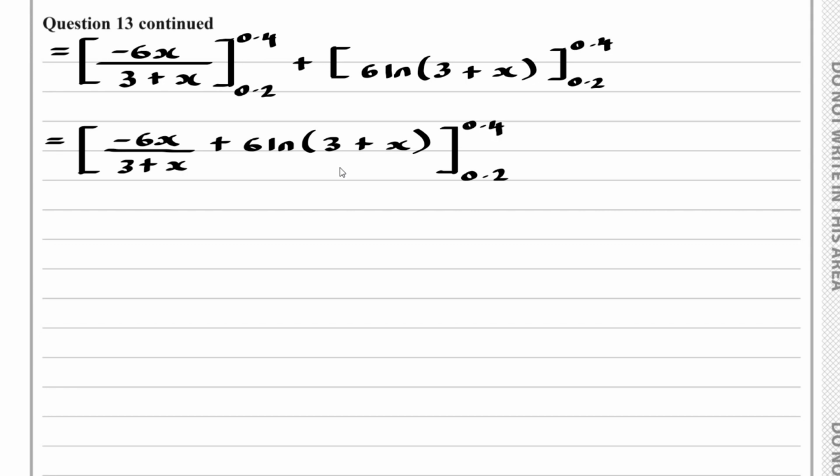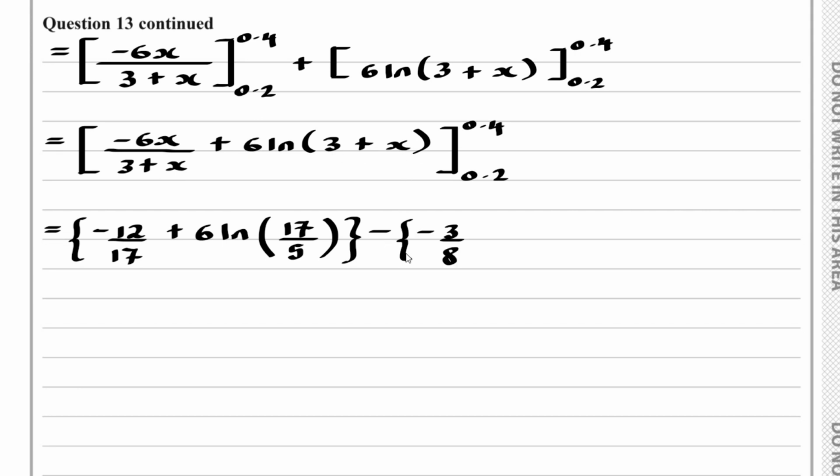Now if I substitute in 0.4, well, I've got negative 6 times 0.4 over 3 plus 0.4. That's negative 12 over 17. And I add on to this 6 times the natural log of 3 plus 0.4, which is 17 over 5. And then I subtract from this. Well, if I substitute in 0.2, I've got negative 6 times 0.2 over 3 plus 0.2 plus 6 times the natural log of 3 plus 0.2. So I've got negative 3 over 8 plus 6 times the natural log of 16 over 5.